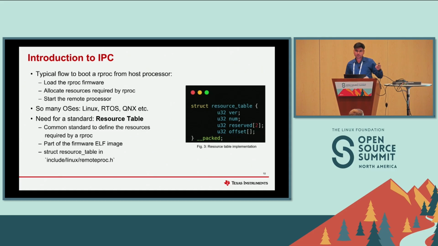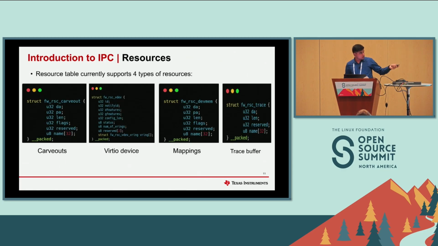Since the implementation is common in both Linux and firmware, when Linux loads the firmware, it can identify the resource table out of the firmware image. It has all this metadata, and finally it has an array of offsets which points to the various resources it requires. Coming to the types of resources, currently we support only 4 types of resources in Linux. First is the carveout. Pretty simple. If your processor or your firmware wants a device address and a physical address of a certain length, it can advertise that by filling up these structured objects.